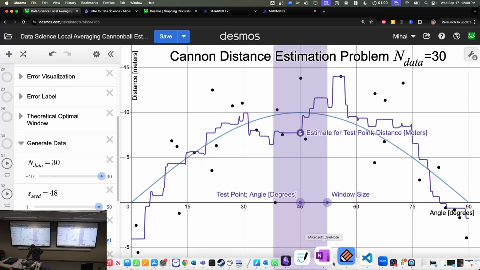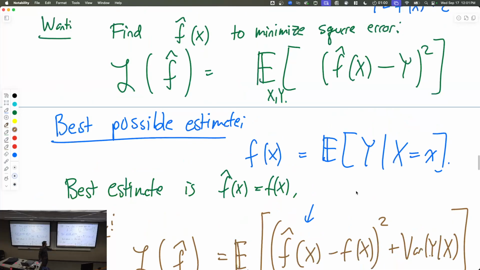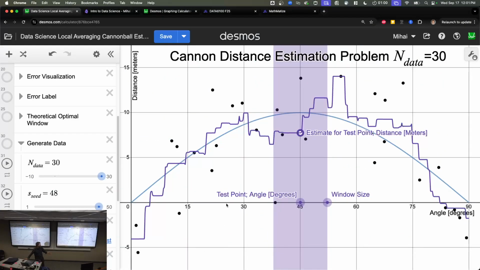So the blue curve is the graph of the function f, which is the true mean of the y values. And the purple curve is the function f hat, which is our estimate based on the data that we saw, right? And we would like the purple curve to be as close to the blue curve as possible, but we don't have perfect knowledge. The only thing we're allowed to use is our samples, the dots, right? So we're trying to use the dots to construct the purple curve so that it is as close as possible to the blue curve. That's the game.